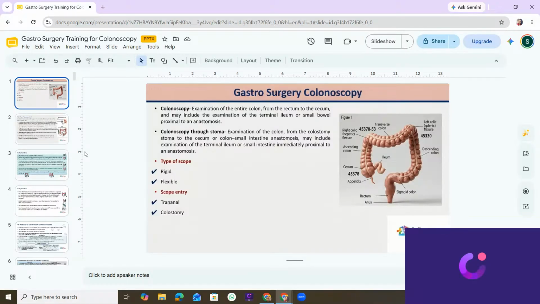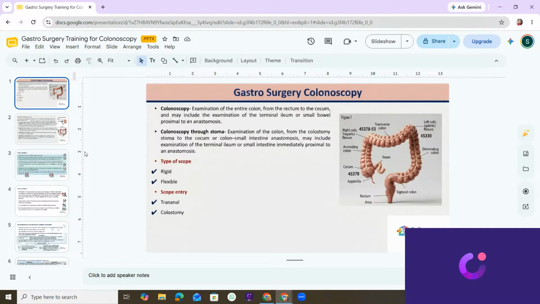Okay, so there are two kinds of colonoscopic procedures generally performed. First is via natural openings. Second is going through the stomata. There are types of scope: rigid colonoscopy or rigidoscopy, and flexible. We will explain these types in detail in the next slide.